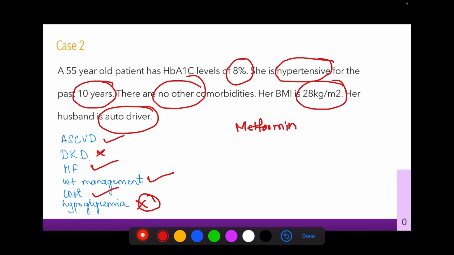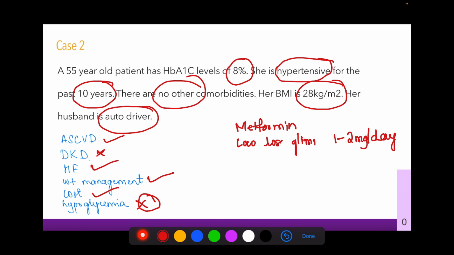Then, in order to balance the cost, if metformin alone is not able to control her sugar levels, I will add a low dose of glimepiride, that is a sulfonylurea. Low dose glimepiride, 1 to 2 milligram per day. Not more than this. One of the important side effects of sulfonylurea is weight gain. But at the same time, her husband is an auto driver and you should balance the cost. That is why I will add a low dose of glimepiride, not more than 2 milligram per day.